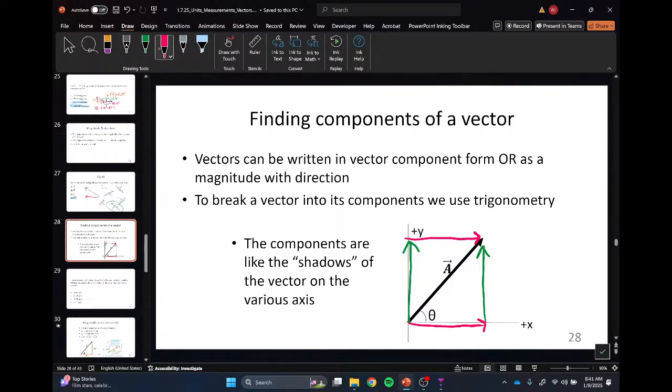Does the arrow point up or down? Up. So my green arrow should point up. That's all you got to ask yourself. Which way do these point? Whichever way the black arrow points. Does it point left or right? Does it point up or down?